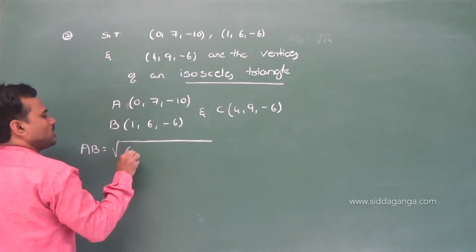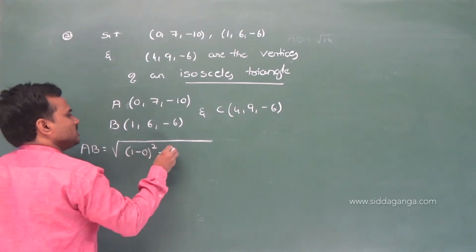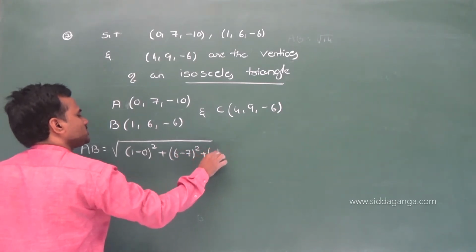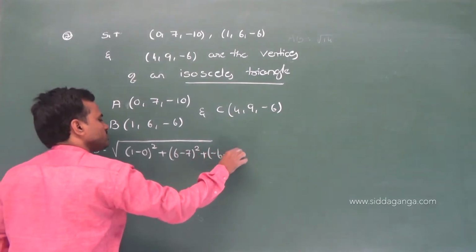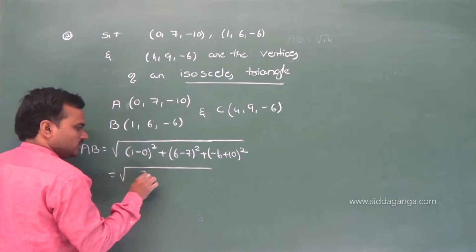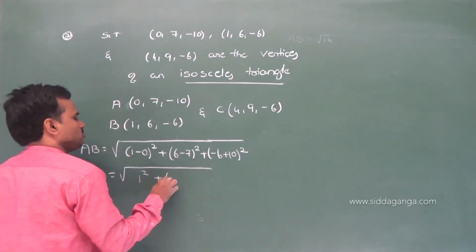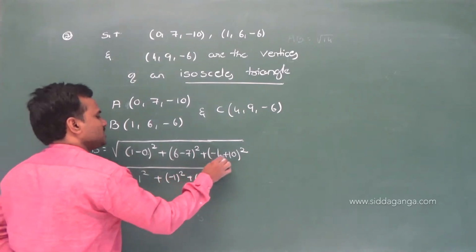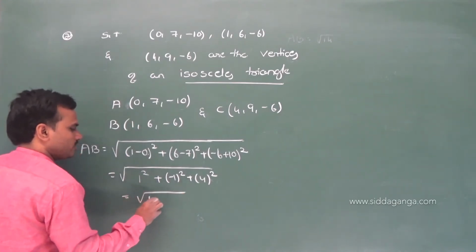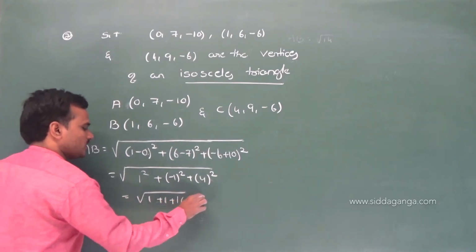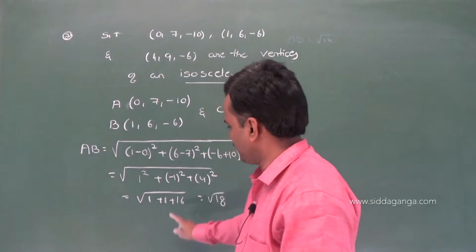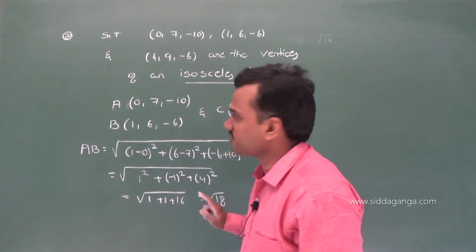x2 minus x1, 1 minus 0 whole square, plus y2 minus y1, 6 minus 7 whole square, plus minus 6 minus of minus plus 10 whole square. Correct? So that is square root of 1 minus 0 is how much? 1 square. 6 minus 7 is how much? Minus 1 square. Plus minus 6 plus 10 is how much? 4 square. That is square root of 1 plus 1 plus 16. Correct? Is how much? Square root of 18. Distance from A to B is nothing but square root of 18.